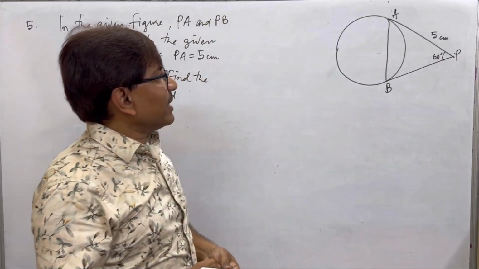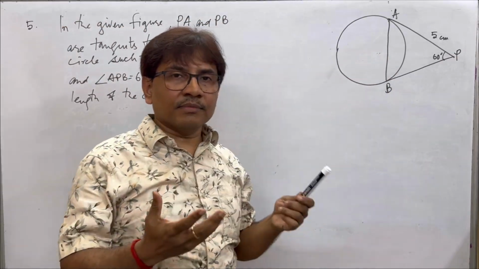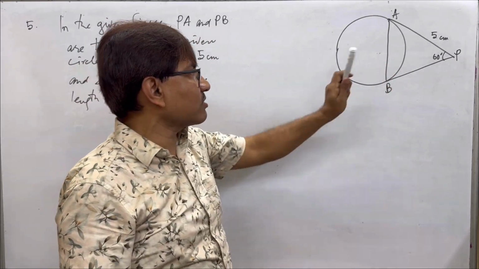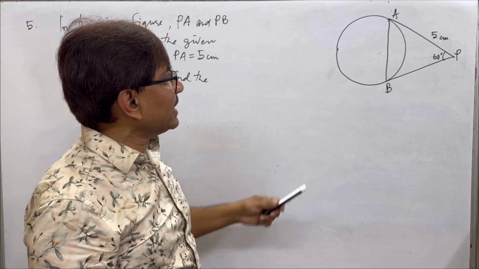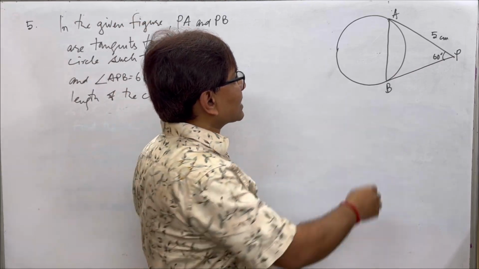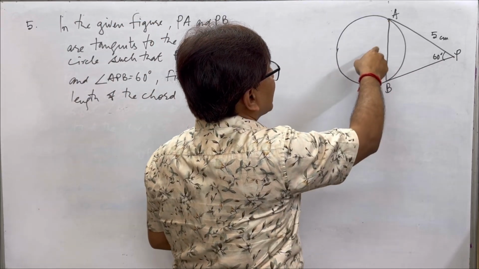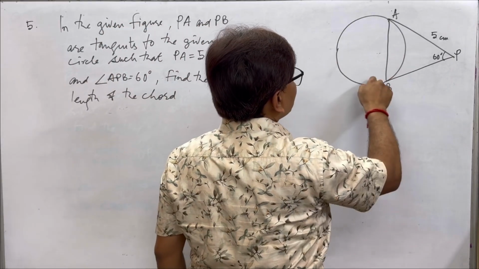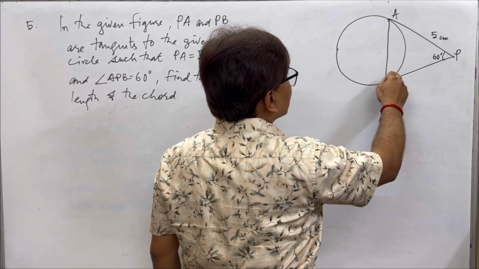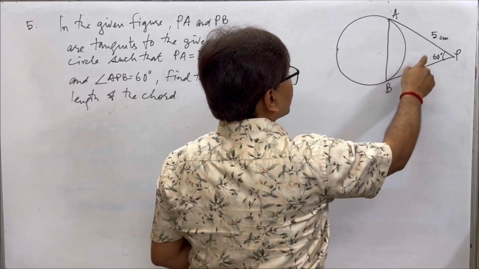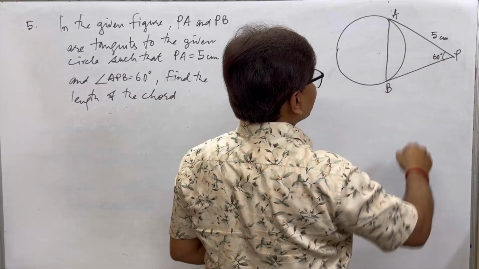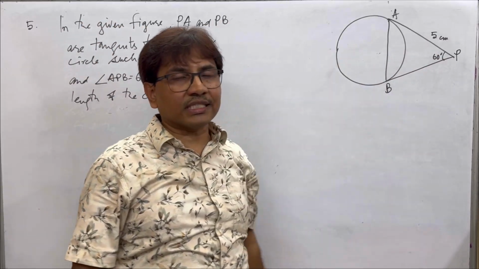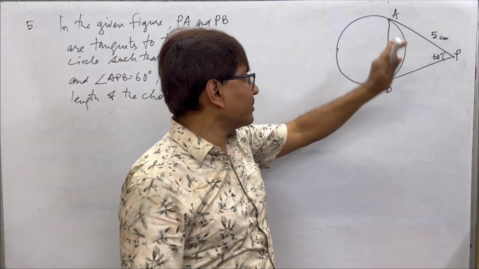Mind it, some students make the mistake of thinking on their own that this chord is passing through the center. No, it is not passing through the center, because it is not mentioned here. It is simply a chord. Even if it were passing through the center, then from the center any line drawn on the tangent should be 90 degree, and 90 plus 90 is 180 degree, so the sum of the angles of a triangle would be more than 180 degree. So definitely it's a chord not passing through the center. The chord which passes through the center, that is the diameter, we know.